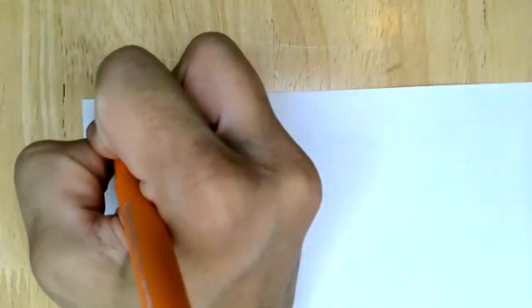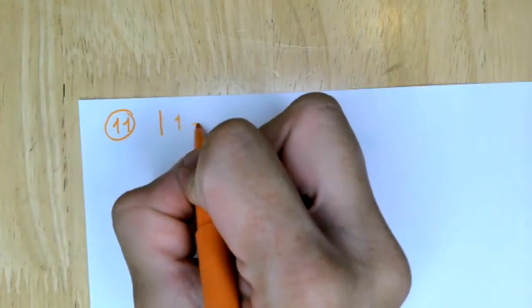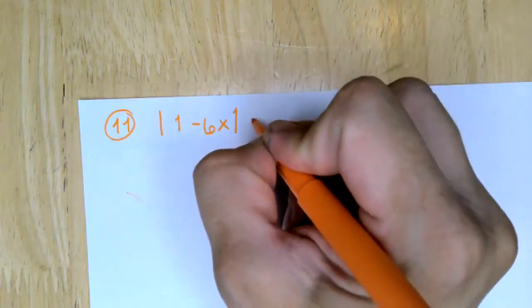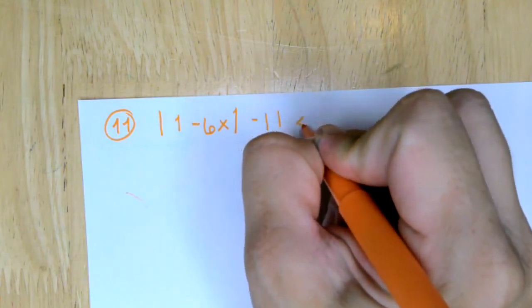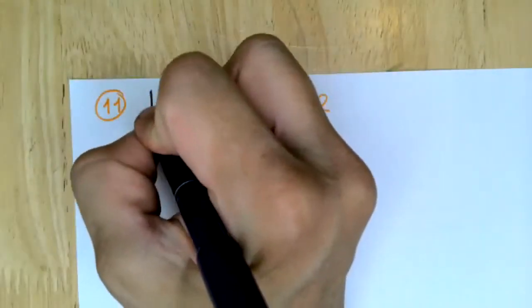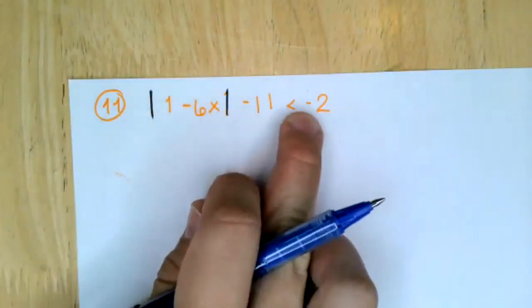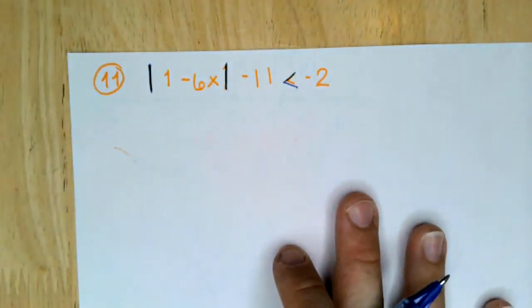All right, real quickly, let's just do two examples from MyMathLab because I think they're difficult, so it might be helpful. Number 11 says the absolute value of 1 minus 6x minus 11 is less than -2. I made that confusing enough. What could x be?